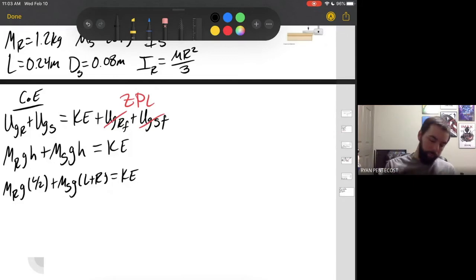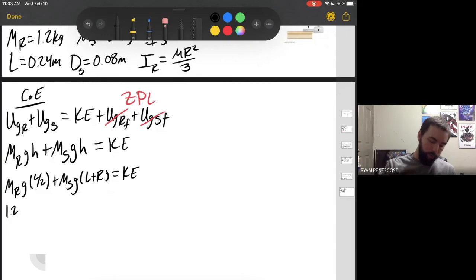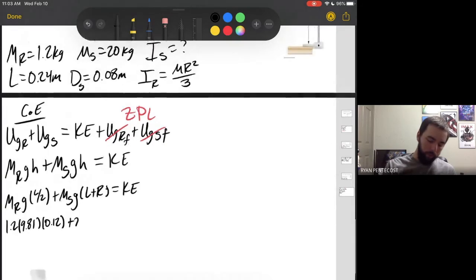So we've got 1.2 kilograms, gravity 9.81. The length divided by 2 would be 0.12 meters. Mass of the sphere is 20, g is 9.81. Then you've got the length plus the radius. So the length is 0.24. The radius wouldn't be 8 centimeters, it'd be 4. So we'd have 28 centimeters.